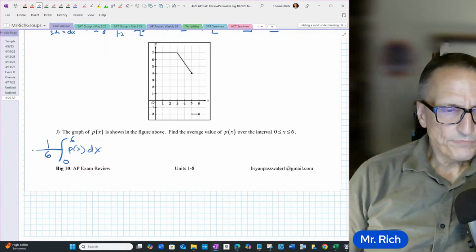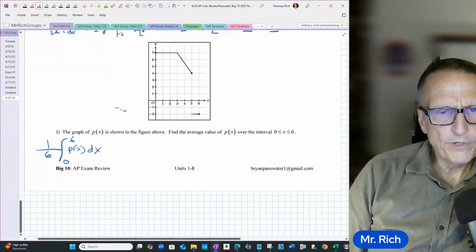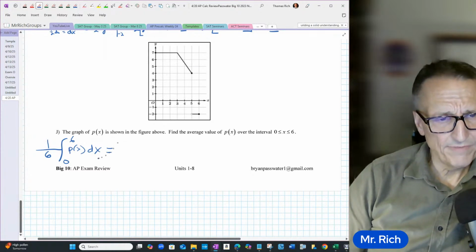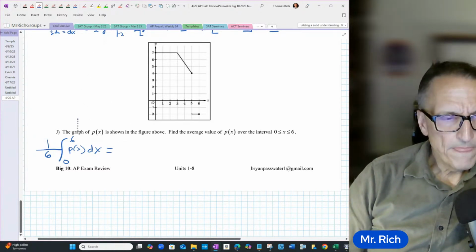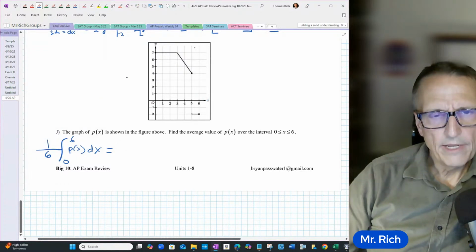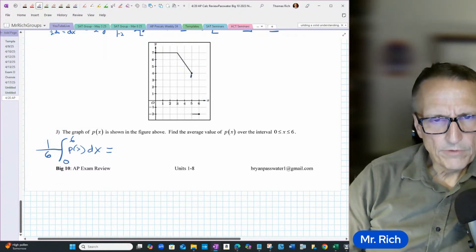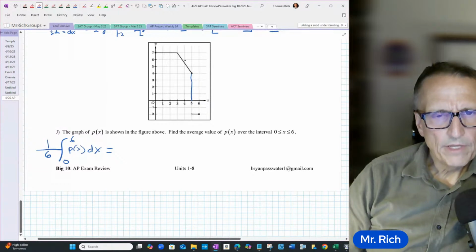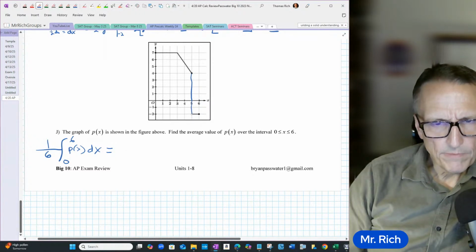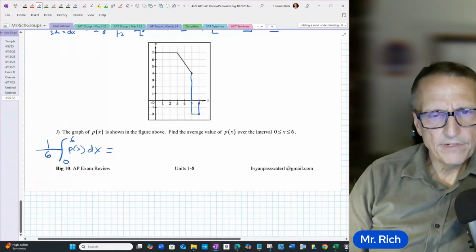Now, what we're going to do here is use geometry for this. Because to find this, we don't have a function to integrate, but we know that the integral of a function is the area that is between the function and the x-axis bounded left and right by the limits. So what we're going to do is find the area from 0 to 5, and then we will find the area from 5 to 6.